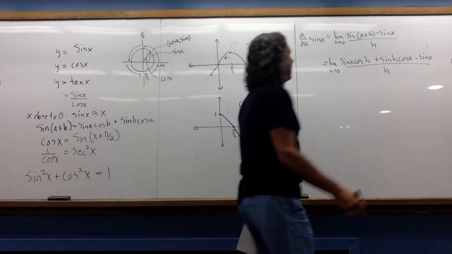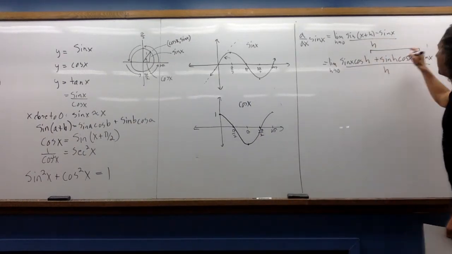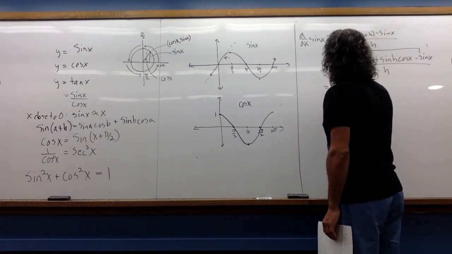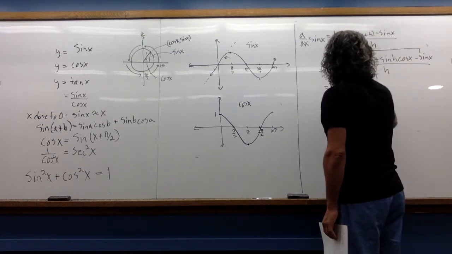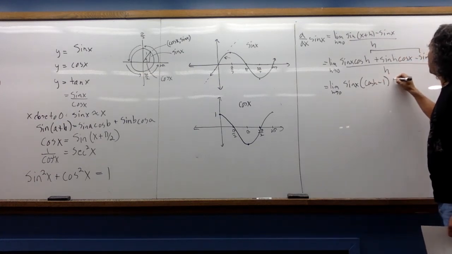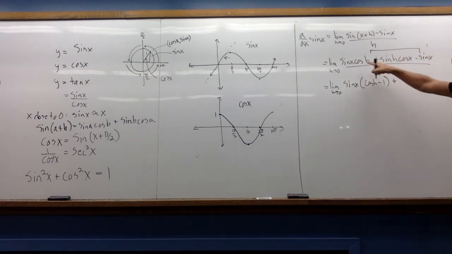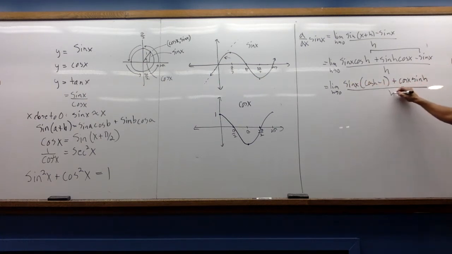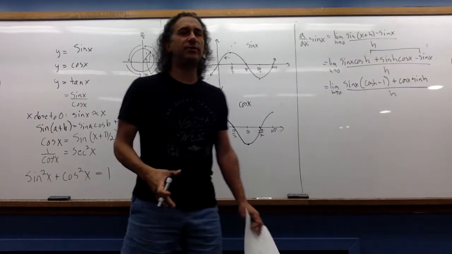Well, again, I don't know if it's going to help or not, but hopefully you said I can factor sine of x out of both those guys. So this is the limit as h goes to 0 of sine of x times cosine of h minus 1, plus cosine of x, sine h, all over h. I just factored out the sine of x, and switched the order here because of a future step. It doesn't matter because we're multiplying. Multiplication is commutative, so you're allowed to do that.